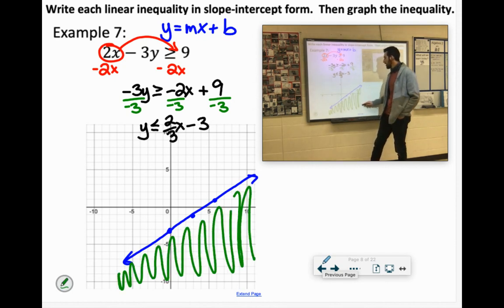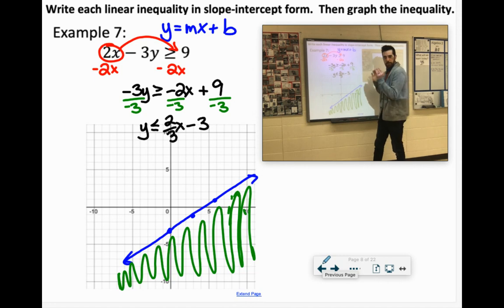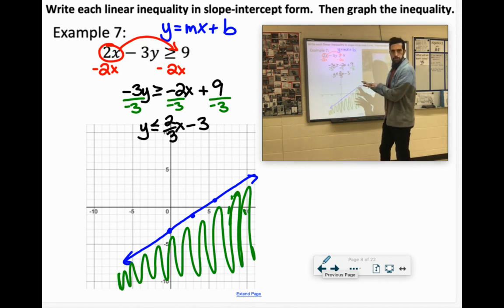Now remember, this line and the shading goes on forever in those directions, right? It doesn't just stop at the negative 10 to positive 10. That's just as big as our graph needed to be. So let's try one more of those.